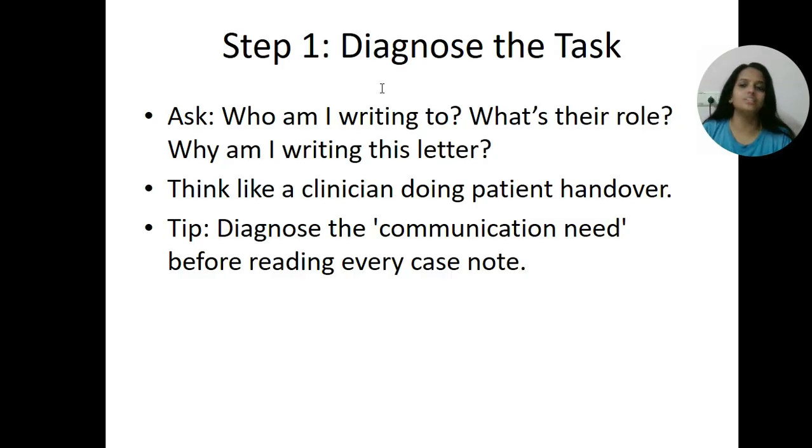And the second one is, why am I writing this letter? Is this a referral letter, a discharge, a transfer, an update, or a request? Okay, imagine this like a mental diagnosis. You're diagnosing the communication need of the letter, just like you diagnose symptoms.